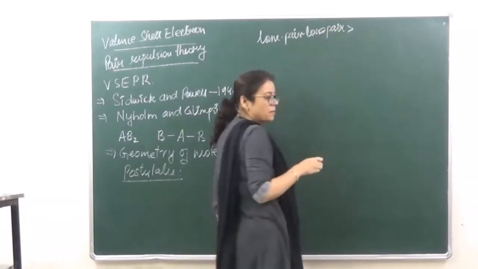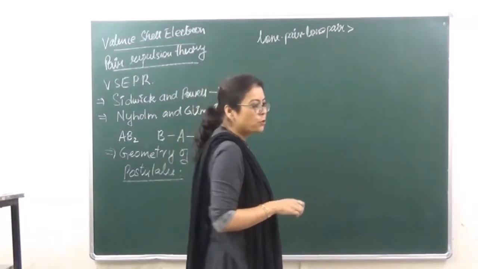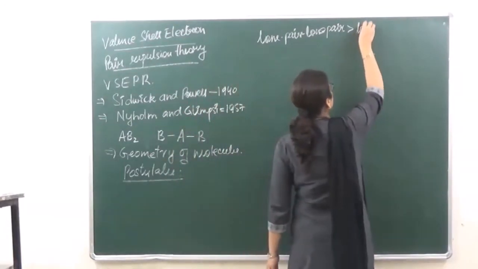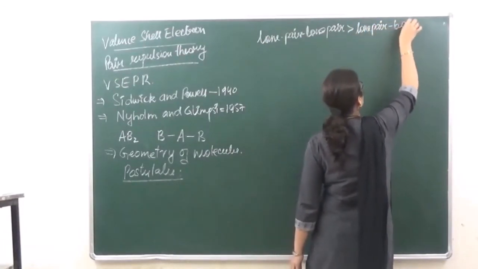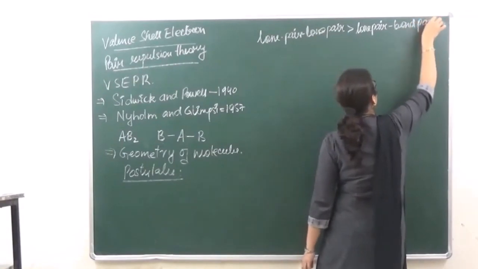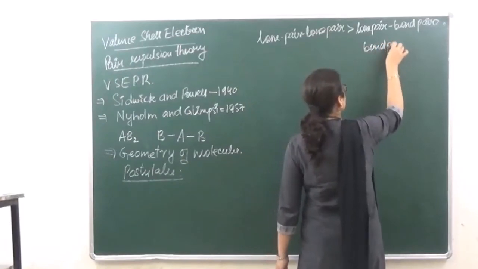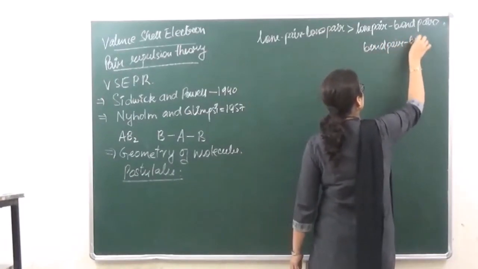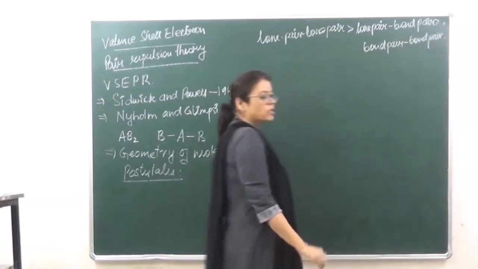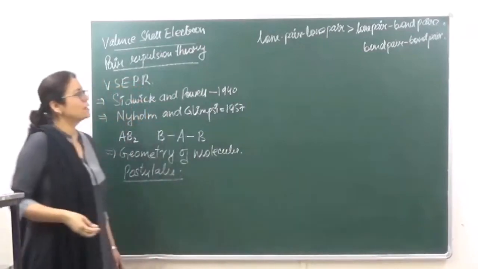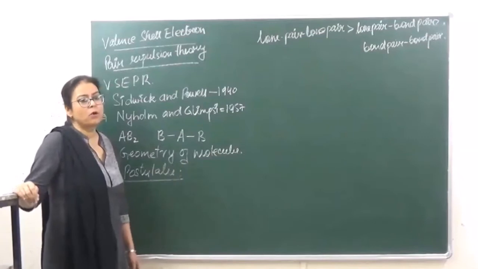That is going to be maximum. ठीक है, repulsion between lone pair and lone pair, that is going to be maximum. फिर उसके बाद lone pair and bond pair, और फिर उसके बाद bond pair and bond pair. So this is the order of repulsion. Maximum repulsion is going to be between lone pair and lone pair, then lone pair and bond pair, and then bond pair and bond pair.